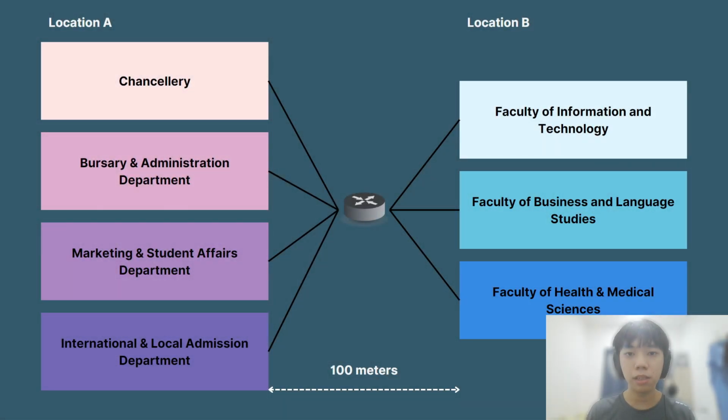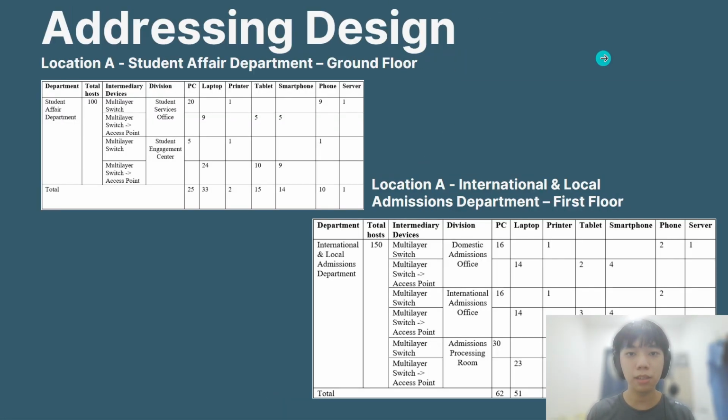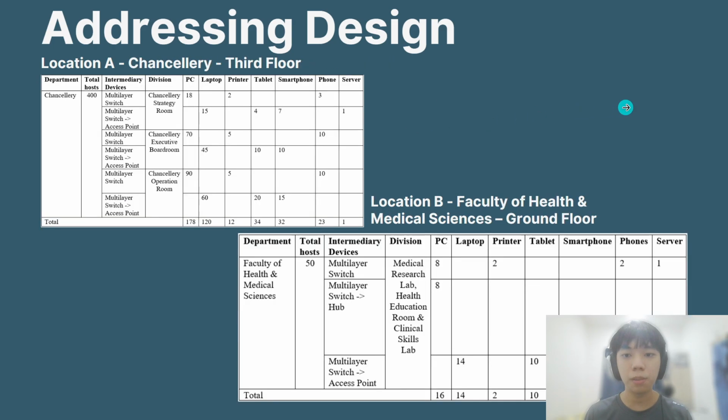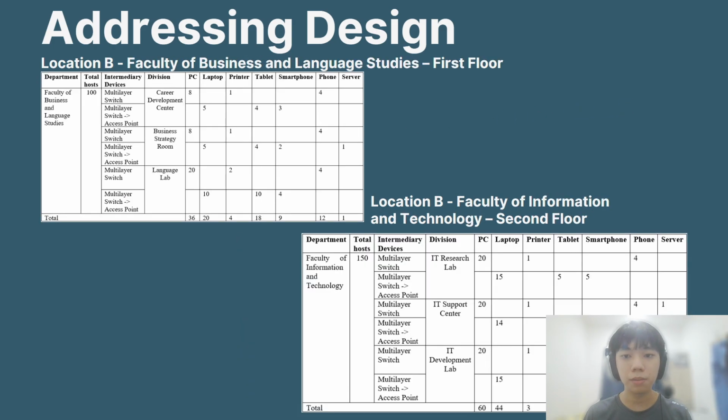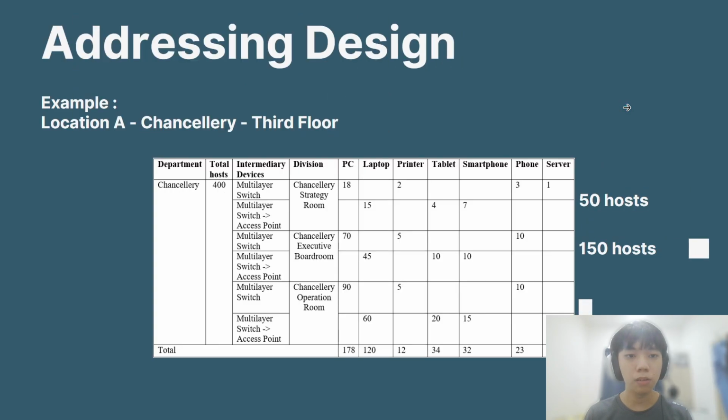My name is Danji Cheng. I would like to talk about the addressing design that describes how we design and allocate the host devices quantity. This is the addressing design table for all of the departments and faculties. I will only explain the chancellery part as an example.